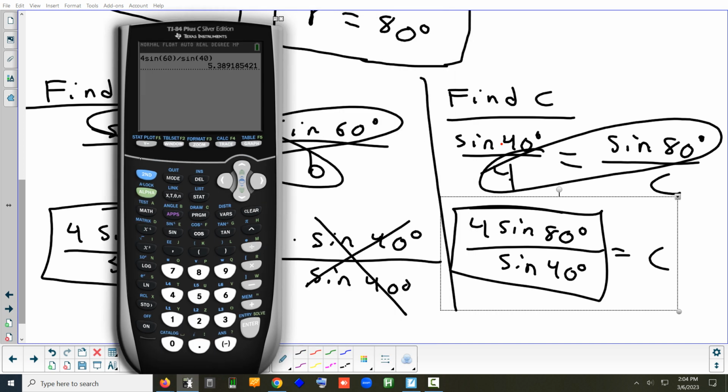Okay. So if you're using a graphing calculator, because a lot of these numbers are repetitive, if you press second enter, it'll just bring up the last thing you typed in. And you can just change the one number you need to. So mine is now 4 sine 80. And now I don't have to retype the whole thing. So 6.128.